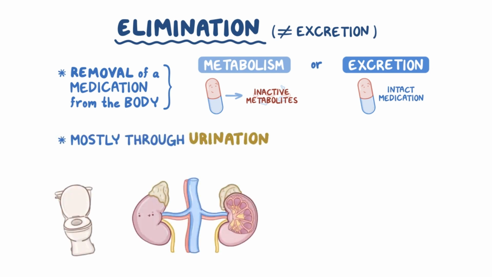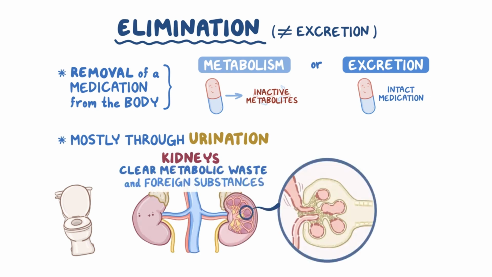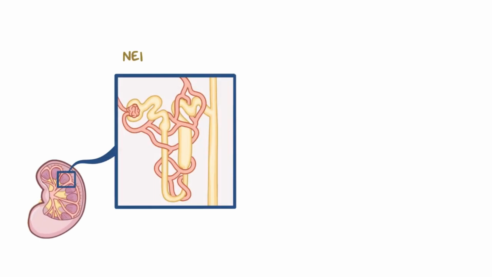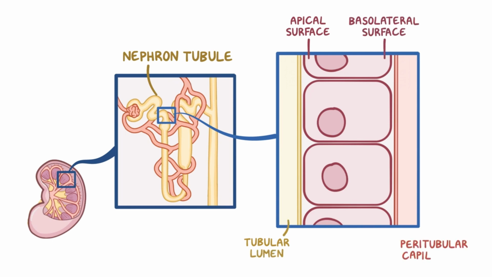So, the major function of the kidneys is to clear metabolic waste material and foreign substances, like medications, from the body by filtering the blood. Now, zooming in on a nephron's tubule, each one is lined by cells that have two surfaces. One is the apical surface, which faces the tubular lumen, and the other is the basolateral surface, which faces the peritubular capillaries, which run alongside the nephron.